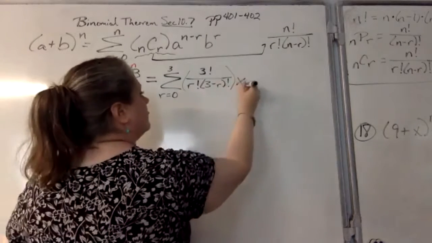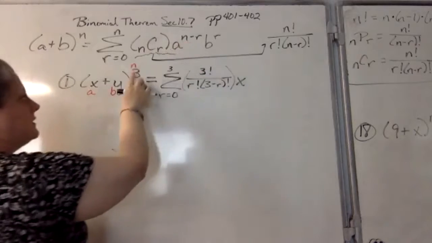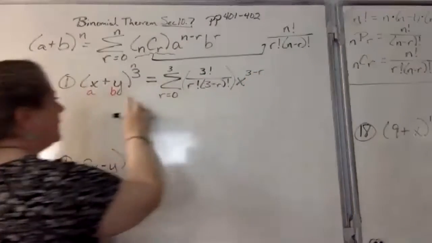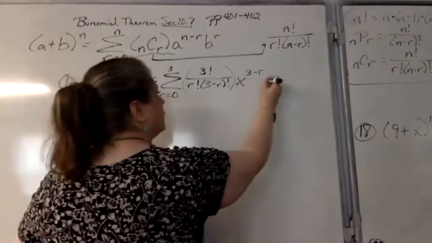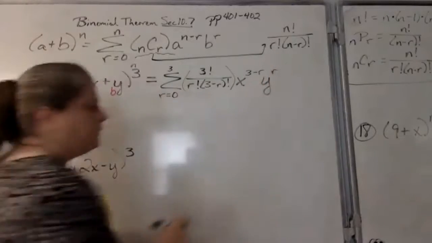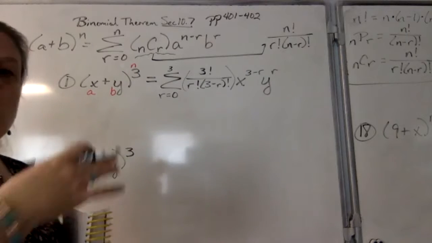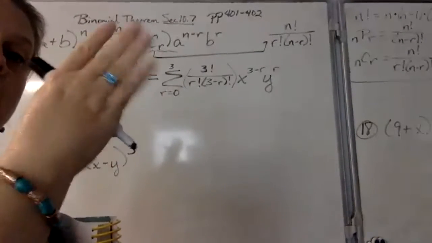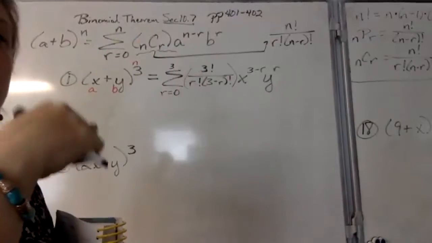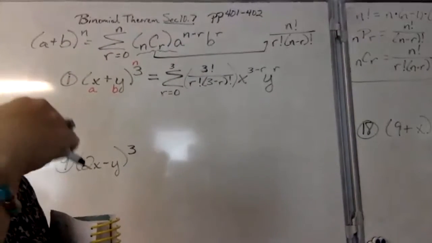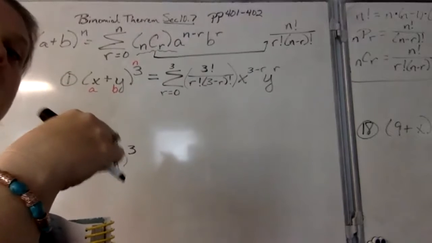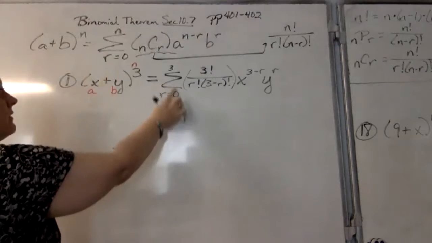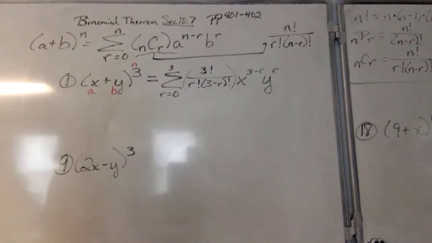x to the n, which was 3 minus r, and then b, which was the y, to the r. Okay, so I still left r's in there because I'm going to have to do this, remember, 4 different times. Because I have to do it when r is 0, I have to do it when r is 1, I have to do it when r is 2, and I have to do it when r is 3, because it goes from 0 up to the end, so 0 to 3 in this instance for number 1.